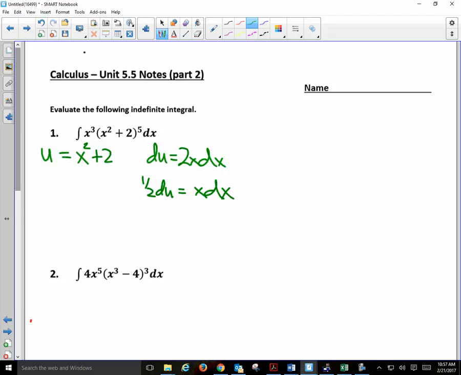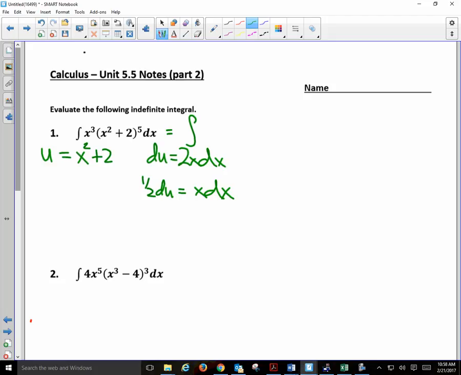But we need an x cubed. We don't have an x cubed. That sounds like a good idea, to multiply both sides by x squared. The problem is that then you'll have an x with a u, and we can't have that. We have to substitute u to be a variable throughout.